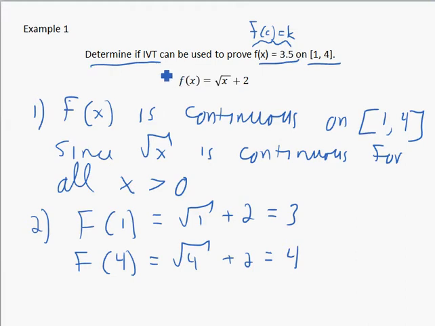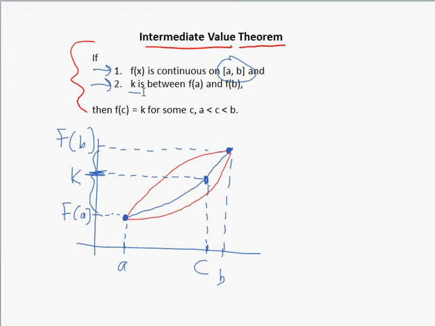So we check the conditions. Number 1, it's continuous from 1 to 4. No problem. Number 2, the function goes from 3 to 4, and the k value we're interested in, 3.5, is in between there. So those are our two conditions. K is between f of a and f of b. f is continuous on the interval. So there must be some place where f of x equals k.